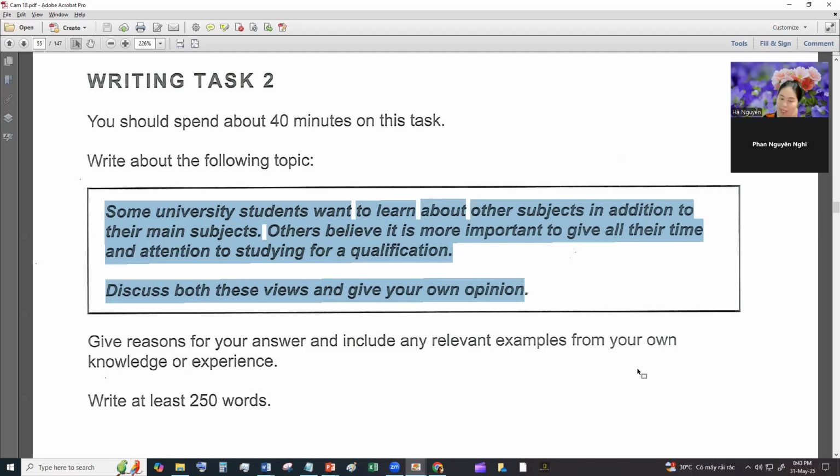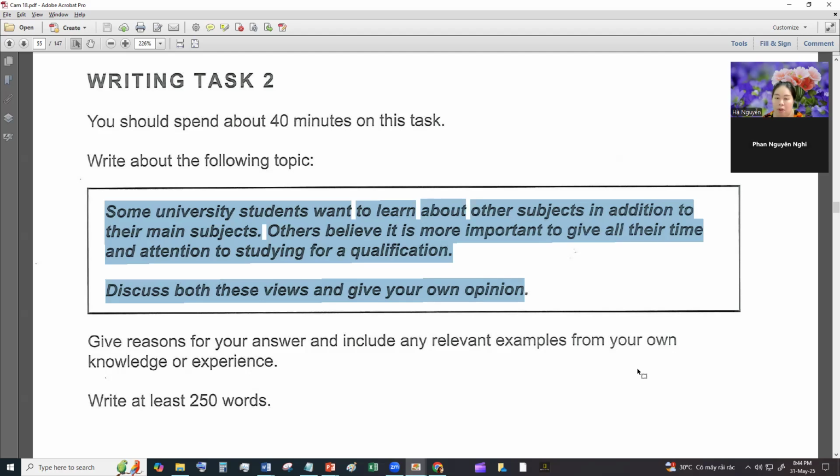Okay, so once again, what is the first view? The first view is some students want to learn other subjects in addition to their main subjects. So for example, maybe an English major wanting to study economics, for example. Yeah. Now, what is the second view?